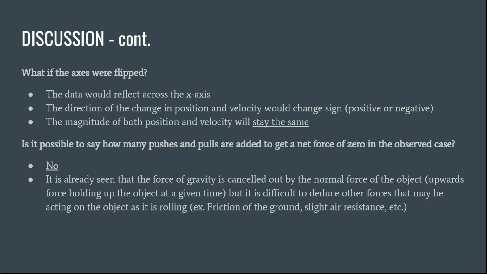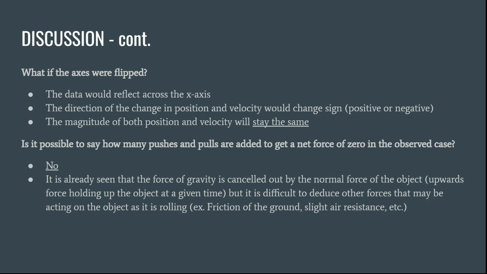Now, what if the axis were to be flipped? Well, the data would then be reflected across the x-axis. This would cause the position and velocity to change signs depending on what direction you made the Tracker model based upon. In my case, it would have been the negative slope rather than the positive slope. Despite this, the magnitude of both the position and velocity, regardless of the flipped axis, will stay the same.